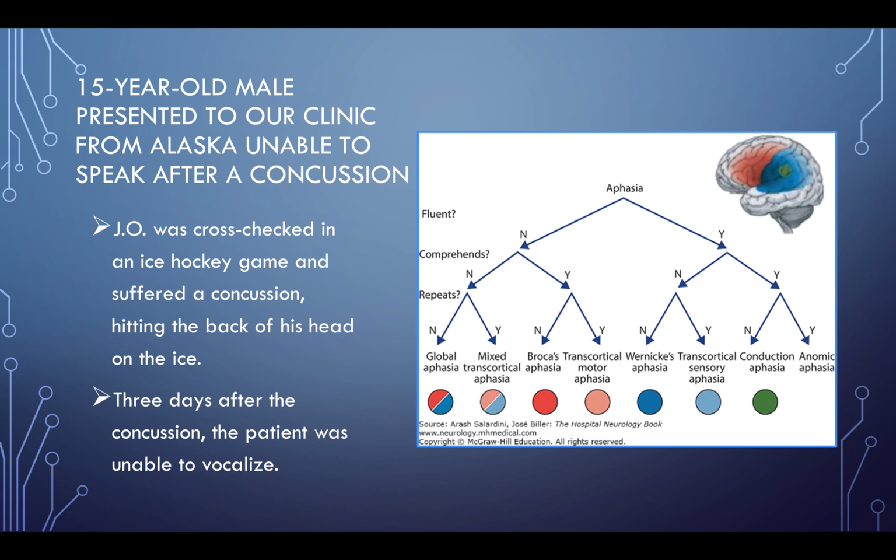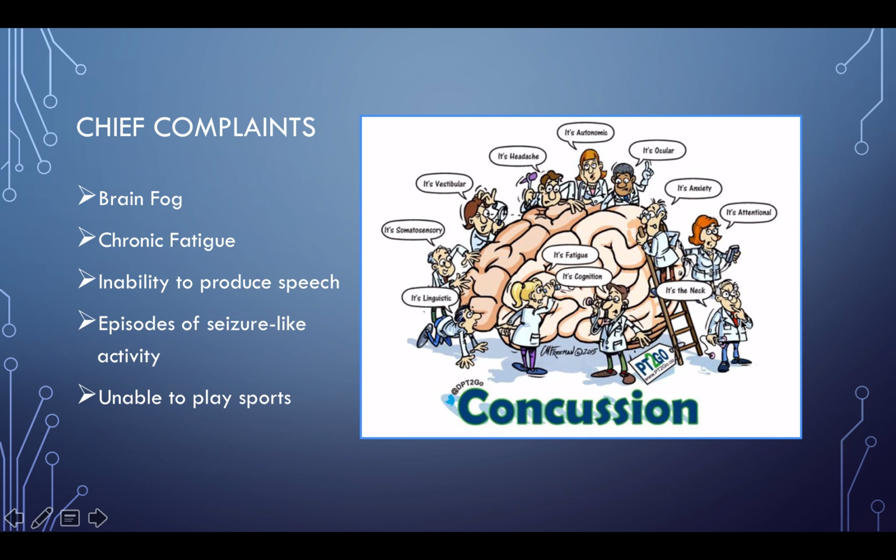It wasn't like a stroke where you see all these horrible motor problems and sensory problems, but he just couldn't produce speech, which is no fun for a 15-year-old young athlete, right? So, great little picture here for everyone. His chief complaints: he had brain fog, chronic fatigue, he couldn't produce speech. He had episodes of seizure-like activity, absence seizures. His dad would describe him hanging out at a game, watching something, and then all of a sudden just staring off into space.